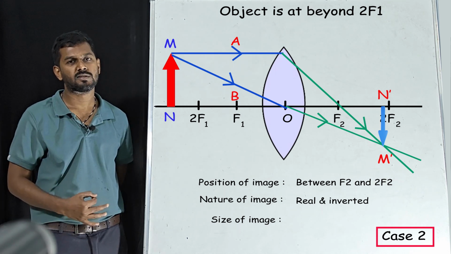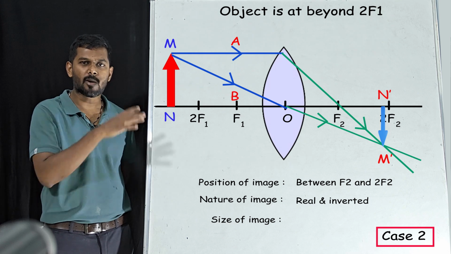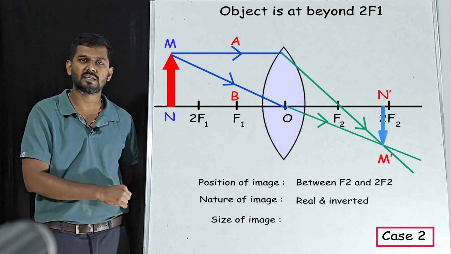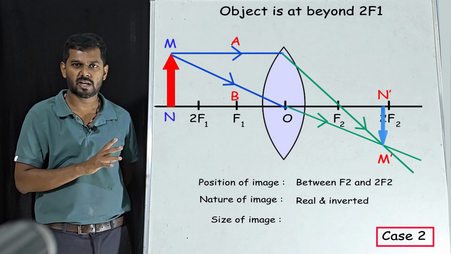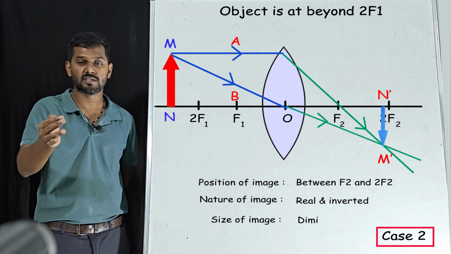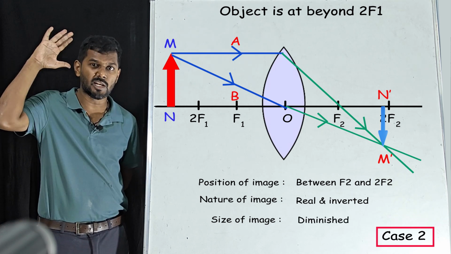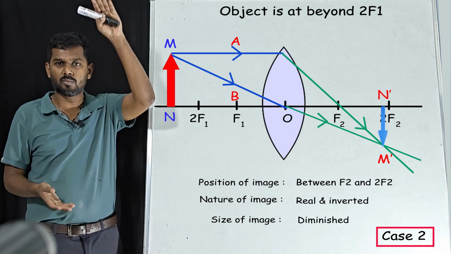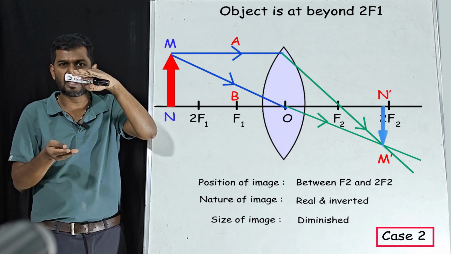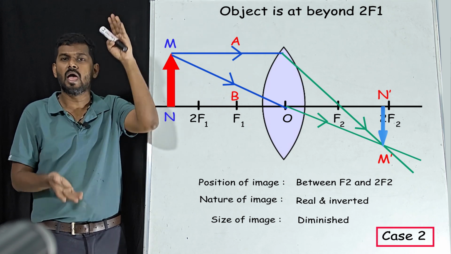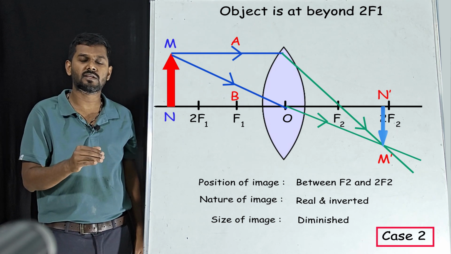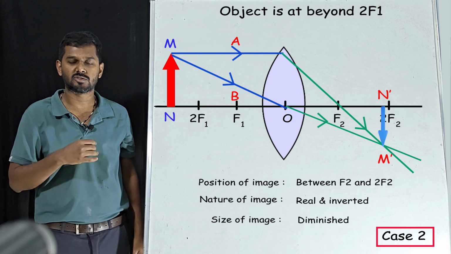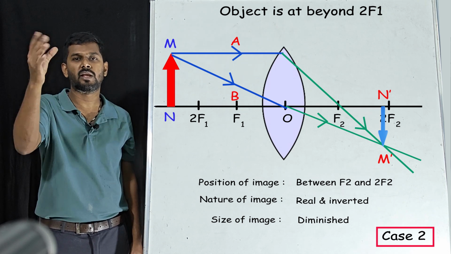Next we'll talk about size. So here compare the object size and the image size. The image size is a little reduced compared to the object size, correct? So it is diminished. In the previous case it was highly diminished because the size of the object was this big and the size of the image was only this much. That's why highly diminished. Now it is reduced a little bit, so we can say it is a diminished image. So size of the image is diminished.